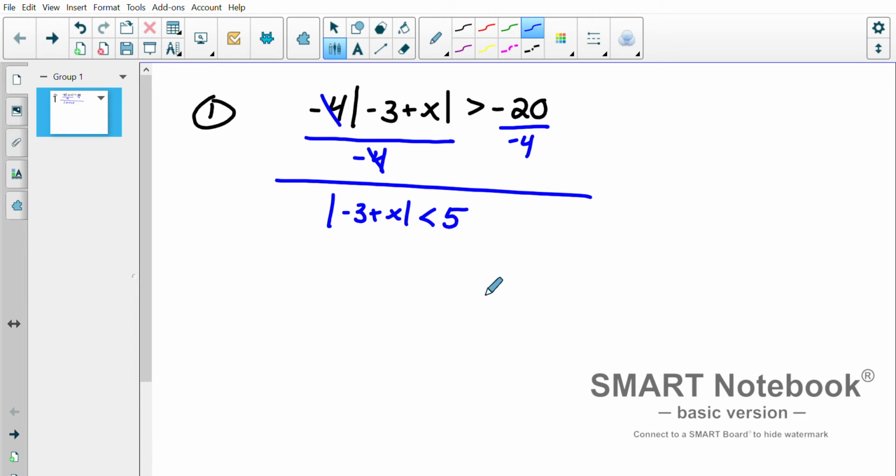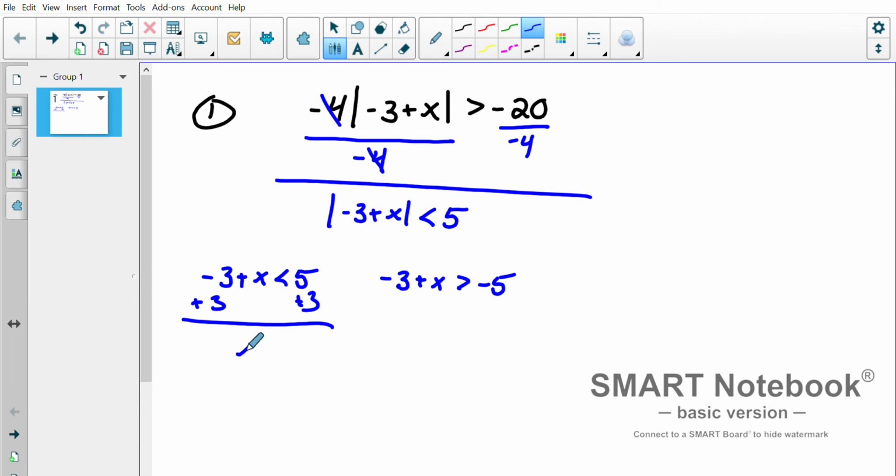At this point, remember, absolute value measures the distance from 0, so we must split it up so that we can measure both directions. So we have -3 plus x is less than 5, and we have -3 plus x is greater than -5. Solve both sides by adding 3. So we have x is less than 8, and when we solve the other side of our inequality, we get x is greater than -2.